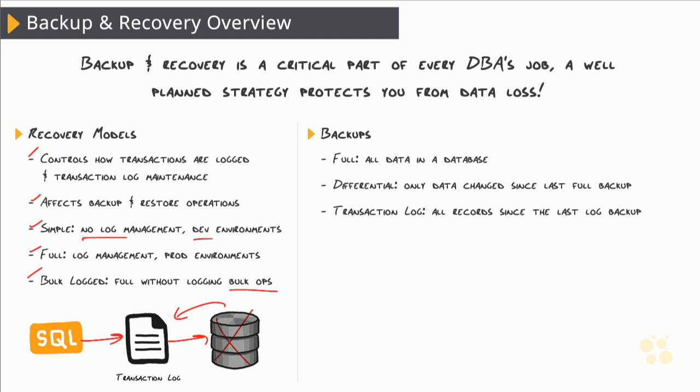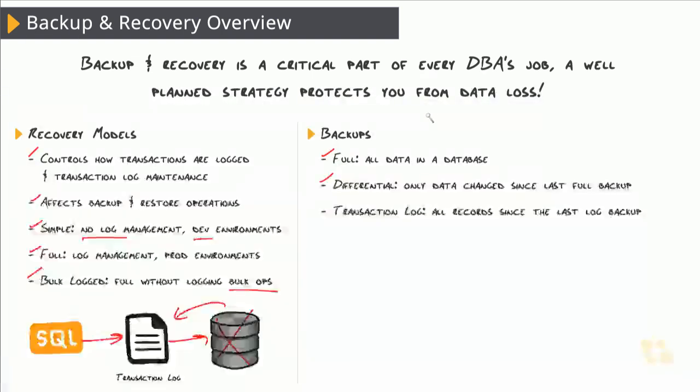The three major backup types we have are full, differential, and transaction log. A full backup will back up all the data in the database. So if you have a big database, that could take a while. A differential backup will only back up the changes since the last full backup.